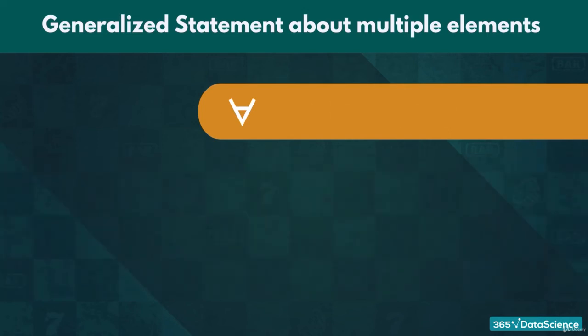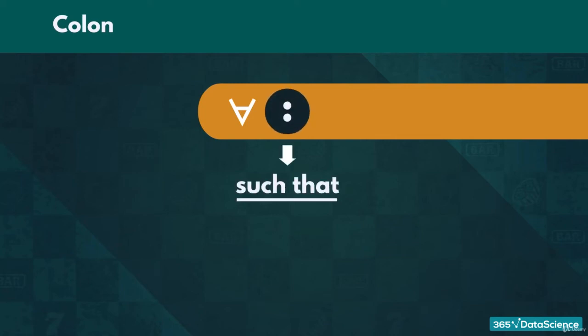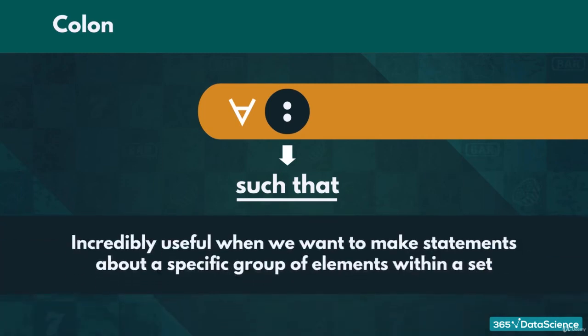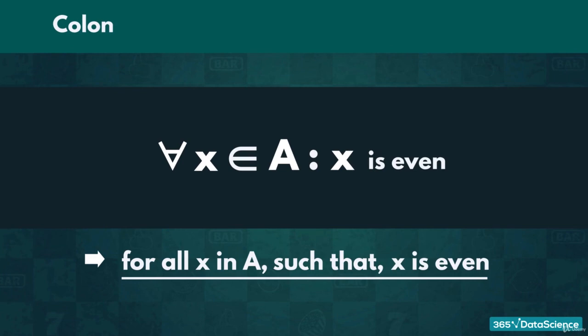Another important symbol is the colon. We often encounter a colon after using the for all sign. The colon reads as "such that." It is incredibly useful when we want to make statements about a specific group of elements within a set. For example, if we want to state something that only concerns the even numbers in a set, we can write for all x in A such that x is even. Great job so far, everybody.